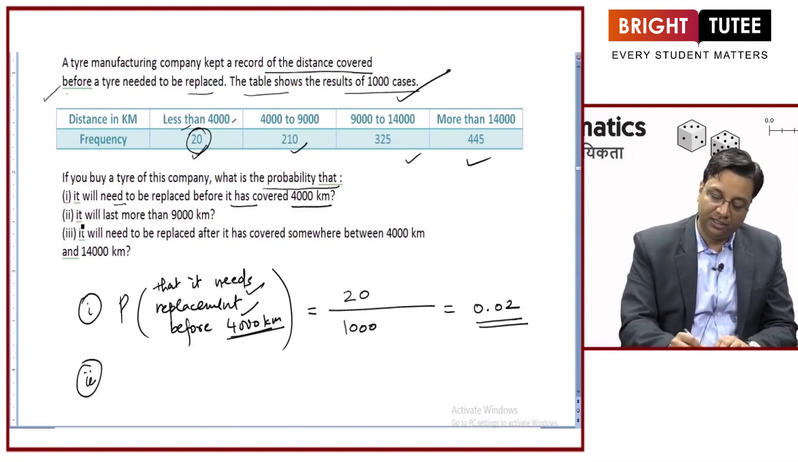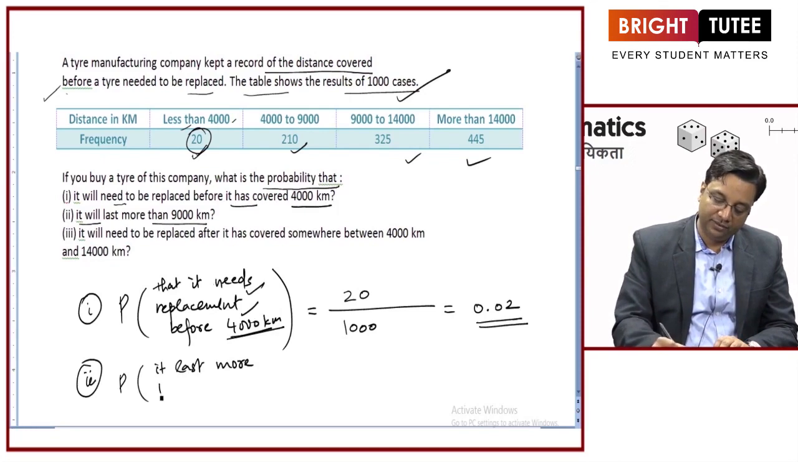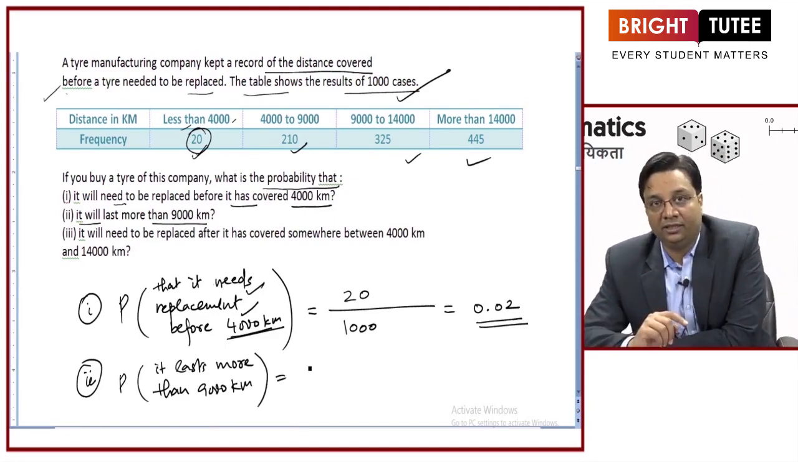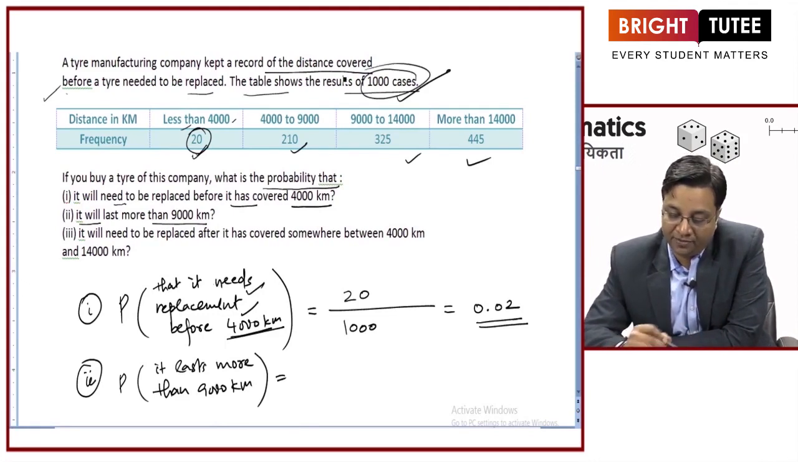Second question is, it will last more than 9000 kilometers. Probability it lasts more than 9000 kilometers. We will go to the results of the observations that were made in 1000 cases. Out of these 1000 cases, 325 times the tire needed to be replaced between 9000 to 14000 kilometers, and 445 times the tire needed to be replaced after covering 14000 kilometers.